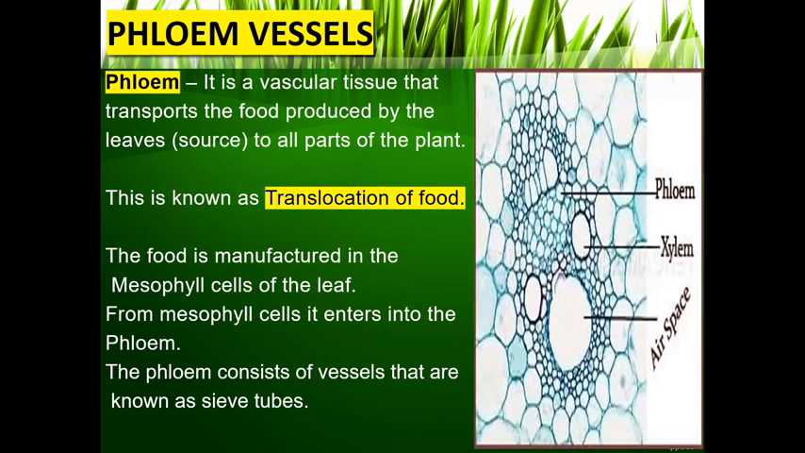Phloem is made up of tube-shaped cells called sieve tubes arranged end to end with porous partition wall in between so that there is a continuous flow of soluble food. The food is manufactured in the mesophyll cells of the leaf by the process of photosynthesis. From mesophyll cells, it enters into the phloem.